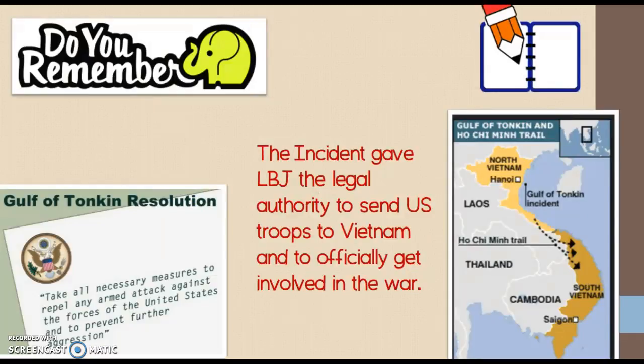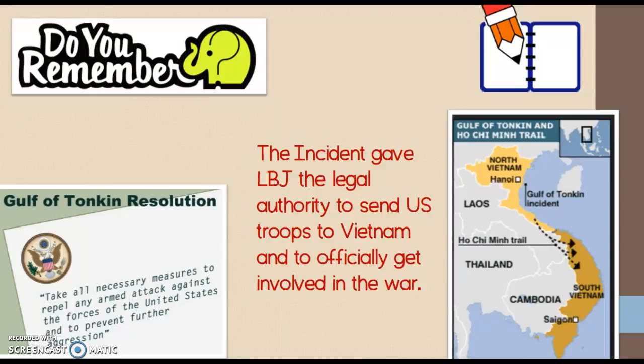Okay, so that was a recap on how the Vietnam War kind of came together. And if you remember in our last lesson, we learned about this Gulf of Tonkin incident. And it's important to remember that this was the event that gave President Johnson the legal authority to send United States troops into Vietnam and have the United States become officially involved in the war.